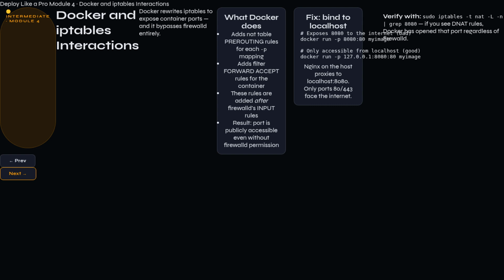Mitigation options: Option 1, use Docker's userland proxy, less efficient but respects iptables. Add "iptables": false to /etc/docker/daemon.json.